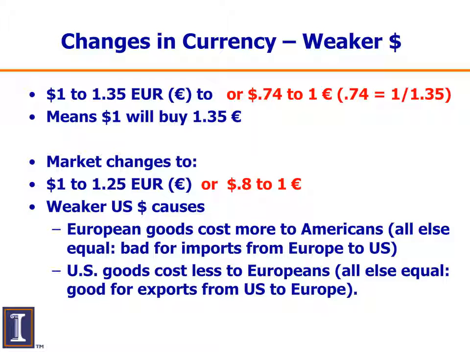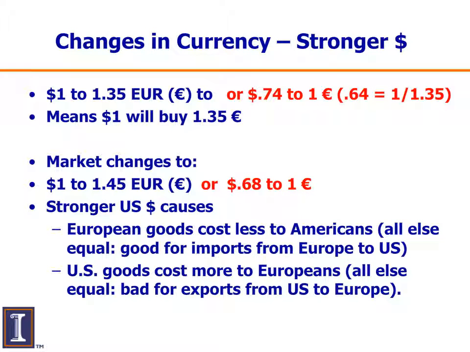A good that cost $1 to make in the United States would cost 1.35 in Europe. Now it costs 1.25. So this weakening of the dollar would make European goods cost more to Americans, and U.S. goods cost less to Europeans. Now we're going to have the reverse case, where the U.S. dollar is going to strengthen relative to the euro.